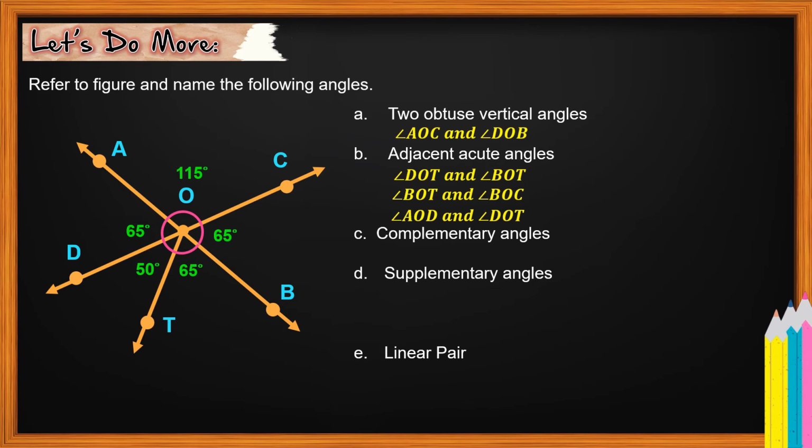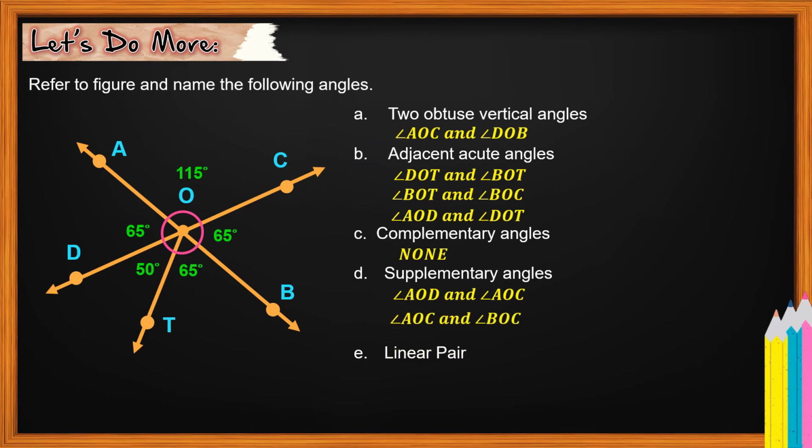For letter C, we have the complementary angles, and these are none, because there are no angles whose sum of their measures is equal to 90 degrees. For letter D, we have supplementary angles, and these are angle AOD and angle AOC. The measure of angle AOD is 65 degrees plus the measure of angle AOC, 115 degrees, a total of 180 degrees.